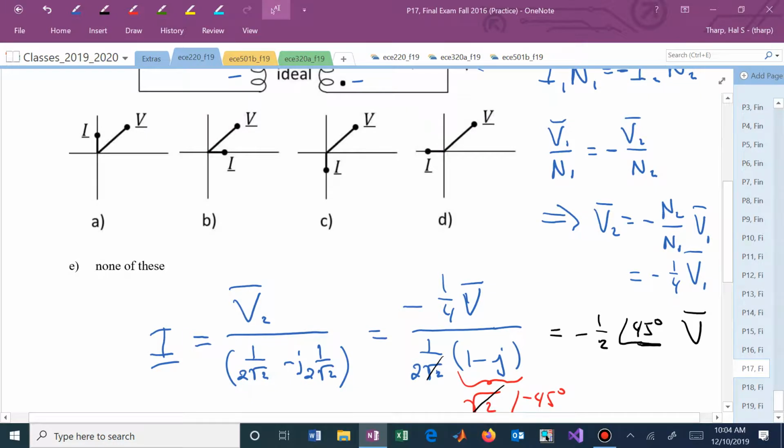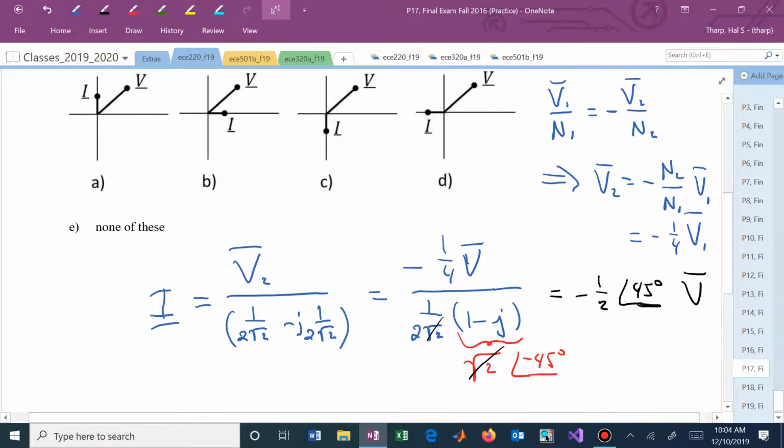And what do we now have? Wait a minute, did I mess up somewhere? Did I miss something? I is V2 over that. Oh, okay. So now I need to plug in what I assumed for V bar to obtain the actual value for I bar.